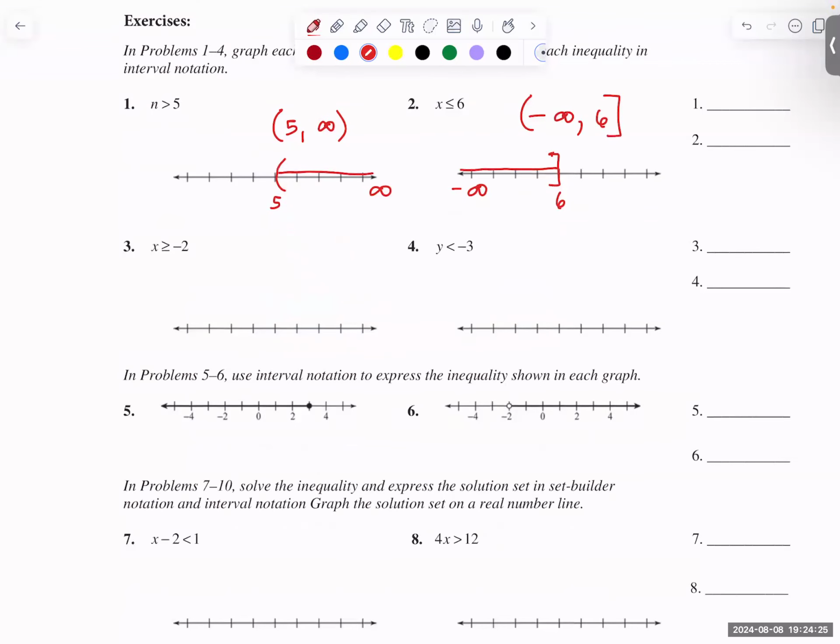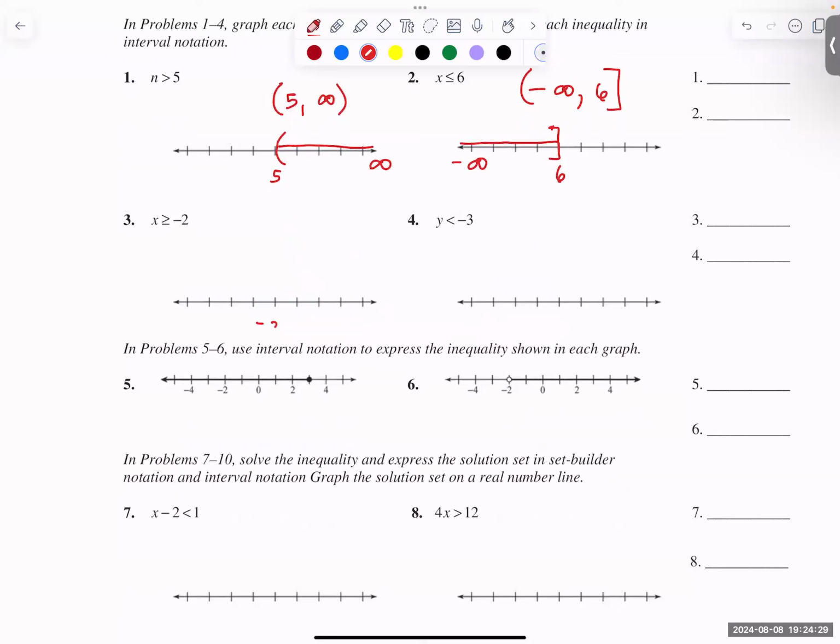Number 3, x is a real number greater than or equal to -2. So we have to use a left bracket and shading to the right, limit positive infinity. So interval notation is bracket -2, comma, infinity.